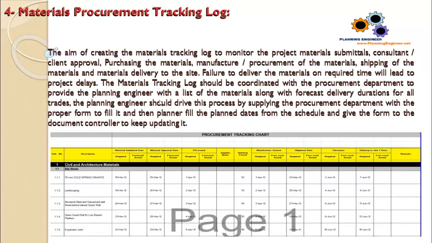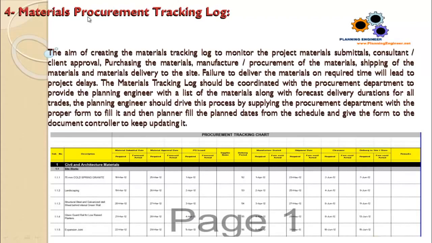The material tracking log should be coordinated with the procurement department to provide the planning engineer with a list of the materials along with the forecast delivery duration for all the trades. The planning engineer should drive this process by supplying the procurement department with the proper form to fill, and then the planner fills in the planned dates from the schedule and gives the form to the document controller to keep updating it.